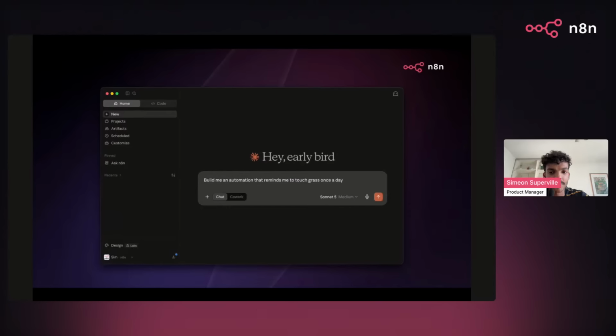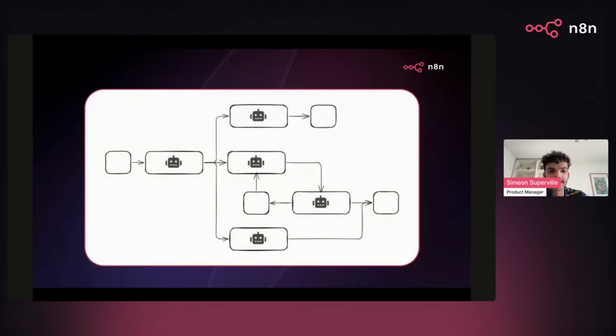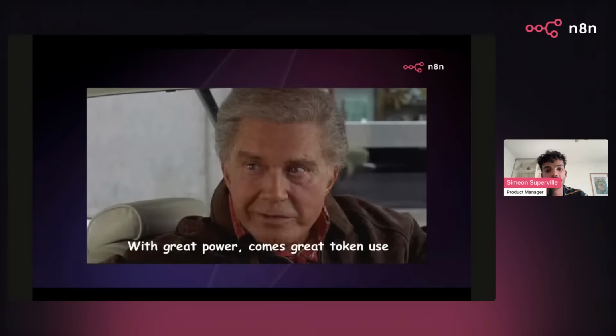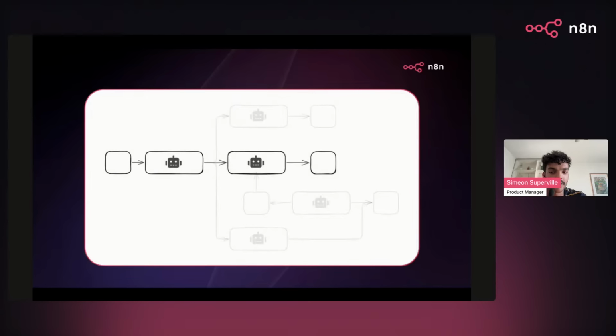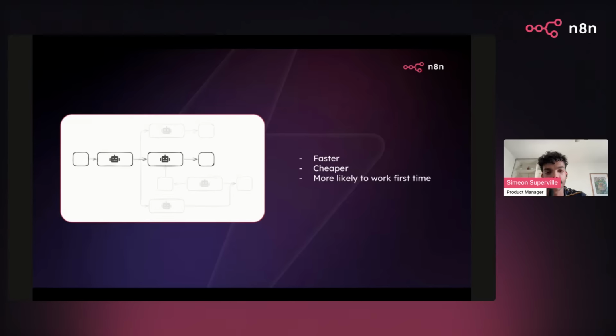So you might be tempted to come in and say, hey, Claude, build me this magnificent workflow, super complicated. What I would recommend if you're getting started with MCP or just using MCP in general is to just start small, because as Uncle Ben said, with great power comes great token use. And especially if you're using the more powerful models, it can be quite expensive to just come in and build a massive workflow straight off the bat. Although it can do that, it just may cost you a few tokens. So what I recommend doing is just starting off small with one individual workflow, because that'll be faster, it'll be cheaper, and more likely to work first time.